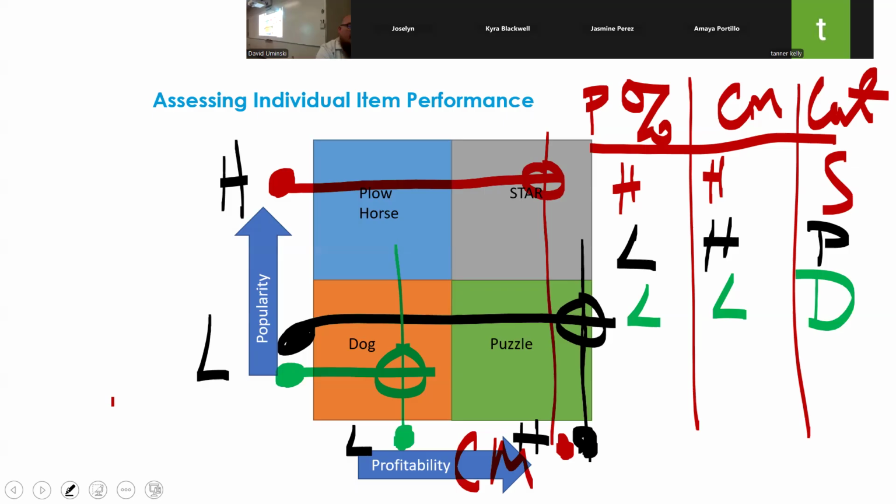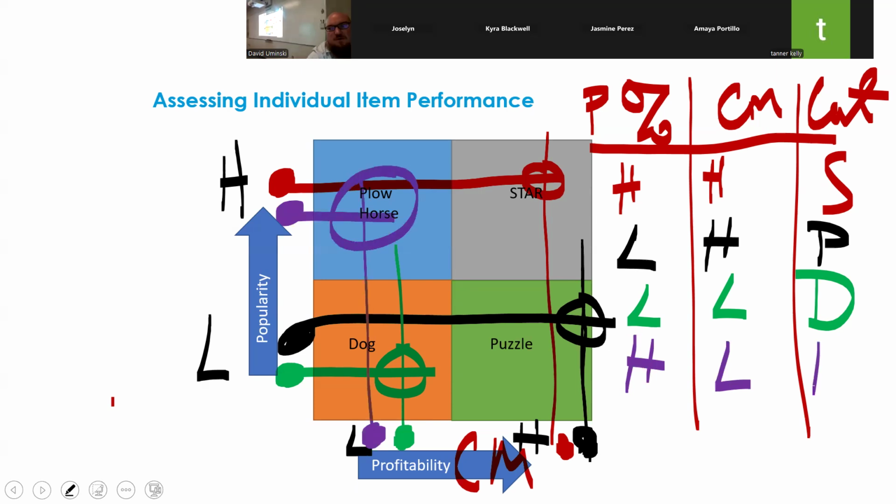Okay. And then finally, high popularity, low contribution margin. We draw our lines, and where they intersect? In the plow horse. The way I remember the plow horse is everybody likes it, super popular, but it doesn't bring me a lot of money, right?